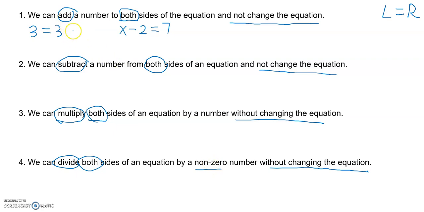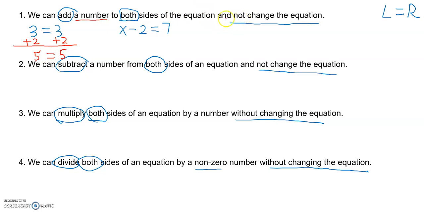All right, so let's see. If, for example, 3 equals 3, let me change the color here. We can add a number. This number must be the same number on the left and the right. So I added 2 to both sides of the equation. And 3 plus 2 is 5, 3 plus 2 is 5. Notice that 5 still equals 5.